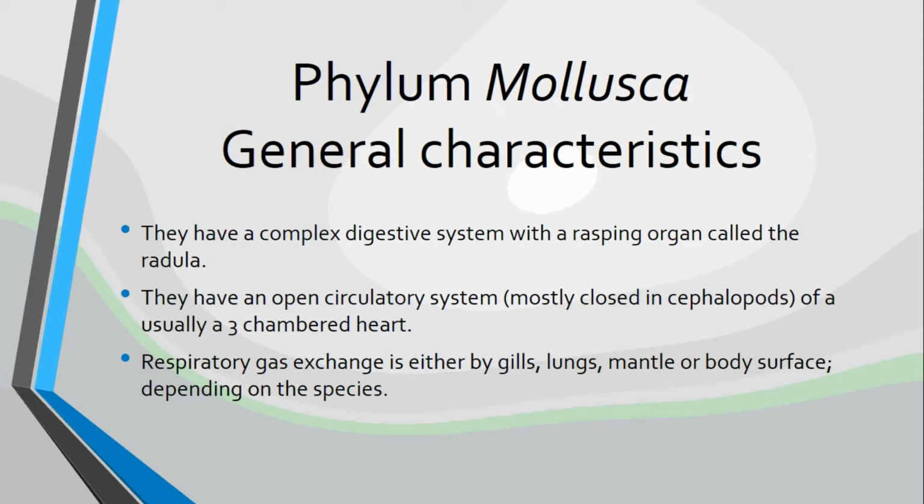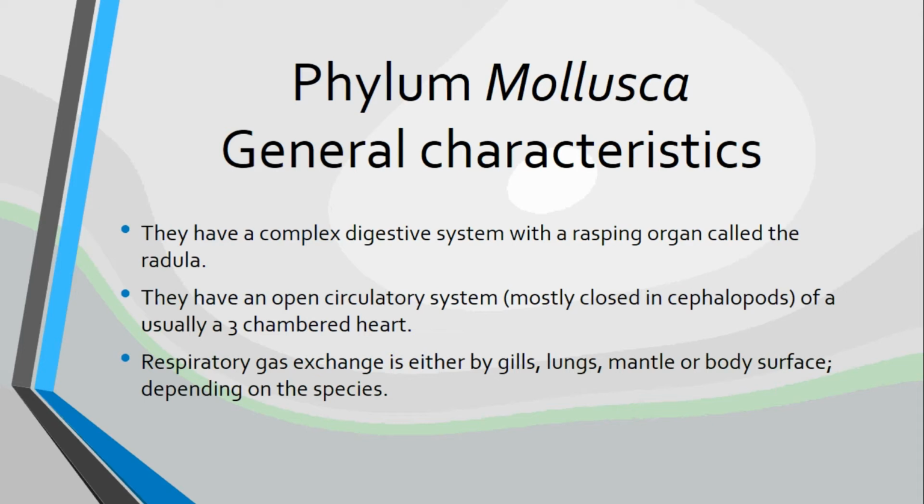Phylum Mollusca, continuing on with some general characteristics. They have a complex digestive system with a rasping organ called the radula. Now, the snails and slugs have a very prominent radula, and that is how they eat. Basically, imagine if your tongue was a cheese grater, that would be very reminiscent of the molluscan radula. They use that organ to lick whatever they're eating, and it just grates the food particles off and into their mouth. We'll talk more about the radula in the next few lessons.